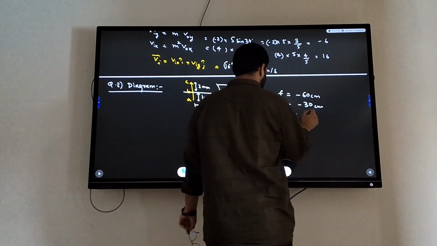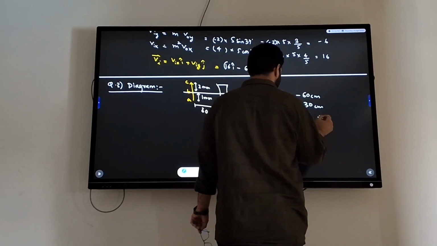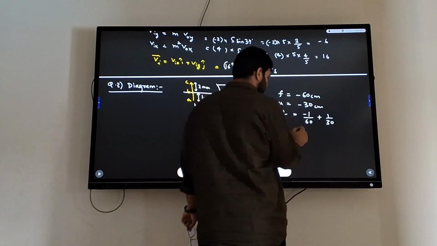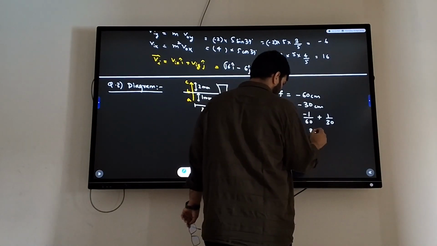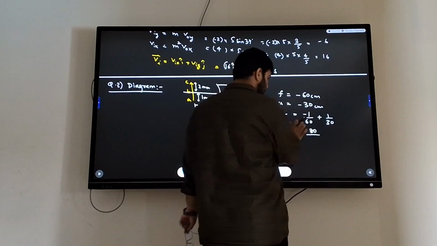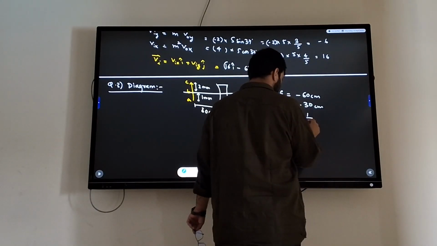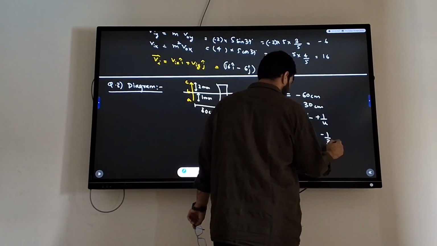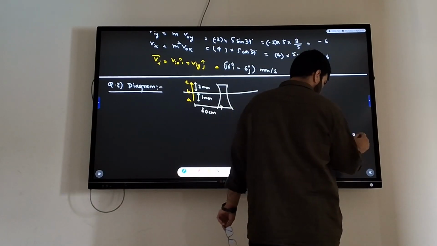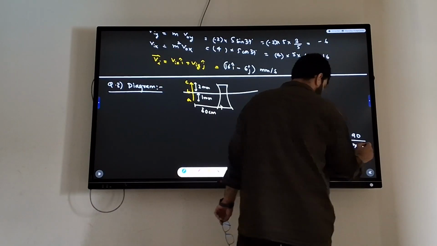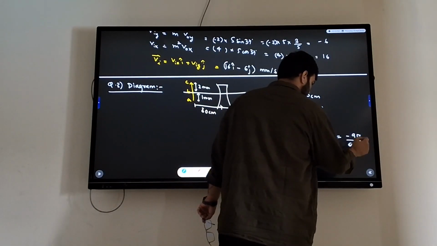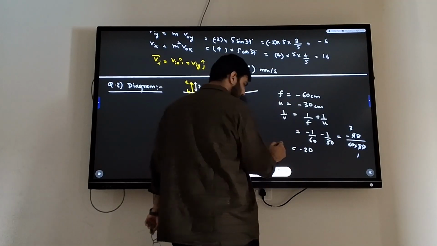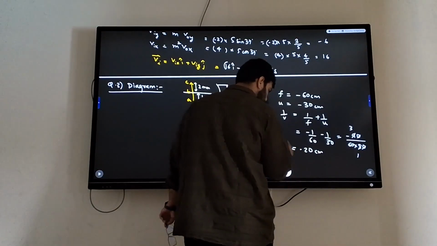Then 1 by v is equal to minus 1 by 60, then plus 1 by 30 actually. Please check my calculations. If we do 1 by f equals 1 by v plus 1 by u, so minus 1 by 60, minus 1 by 30. Is this correct now? Yes, yes. I think it's minus 20. Is it correct? That's v, minus 20 centimeter.